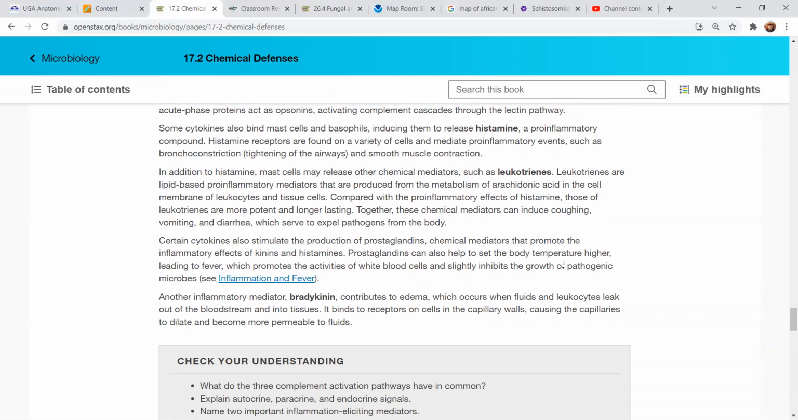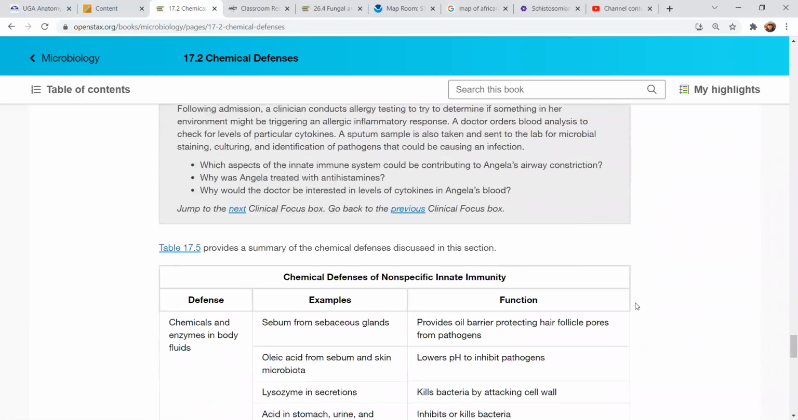Cytokines can also stimulate the production of prostaglandins, which are basically going to cause fever. Fever will promote white blood cell activity as well as inhibit the growth of pathogens. Bradykinin is also another inflammatory mediator.